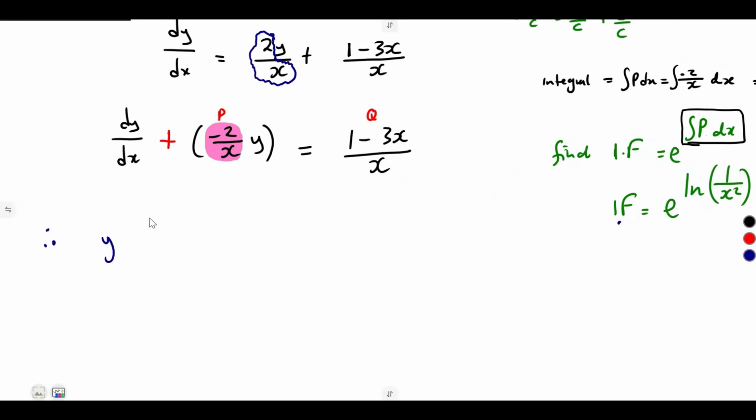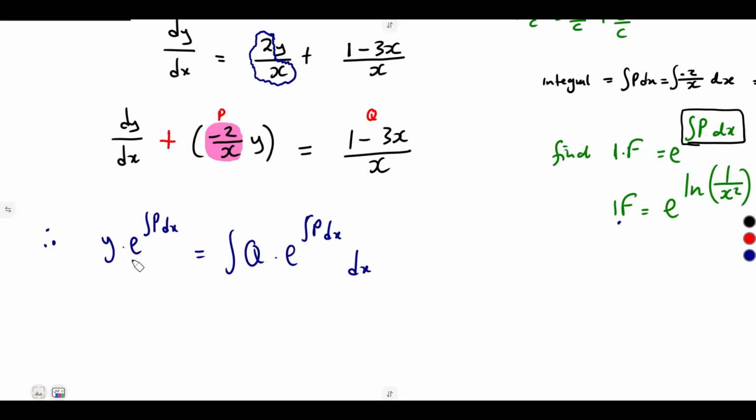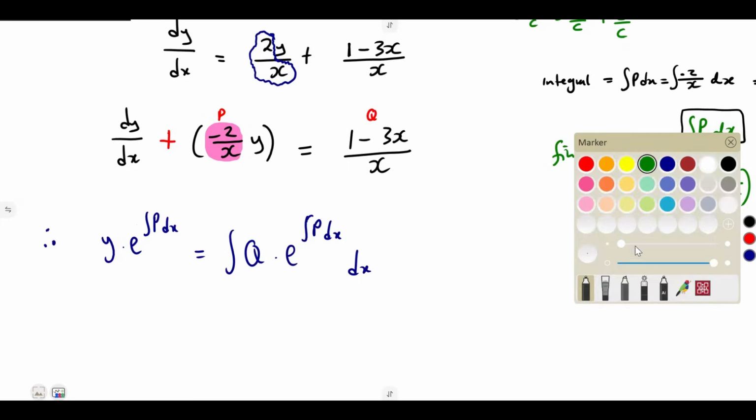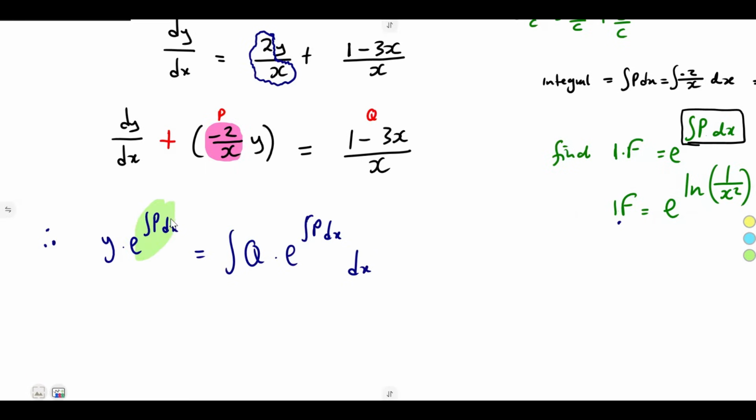So it is given as y times e to the exponent of the integral of p dx, which is equal to the integral of q e to the exponent of the integral of p dx with respect to x. So I'm saying, guys, we have simplified this thing here, the e to the exponent of this one. This is our integral factor here that we're simplifying. We have it. That is our integral factor, remember, this one.